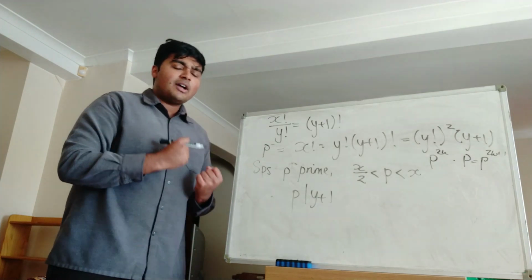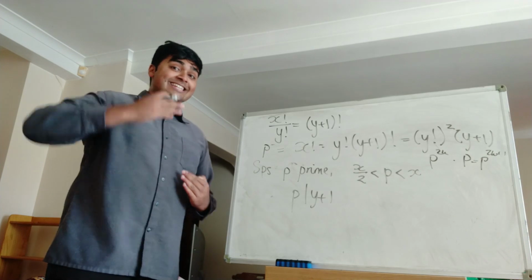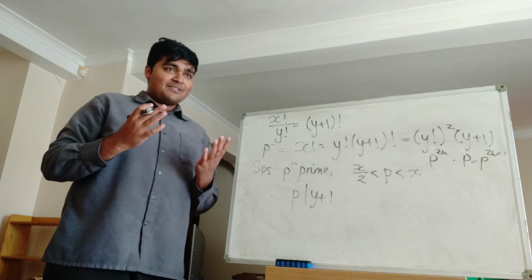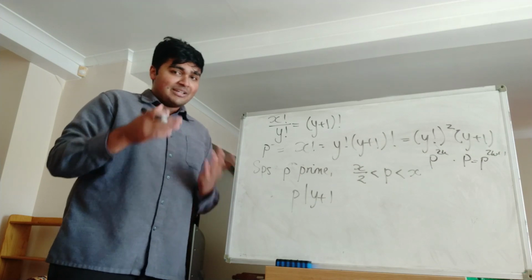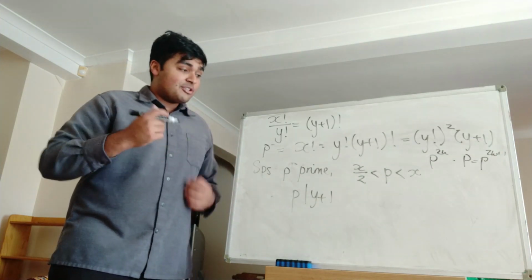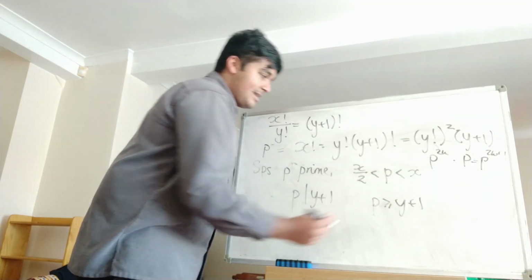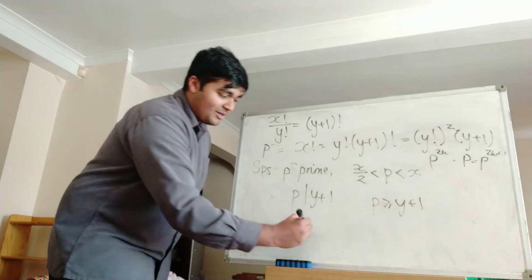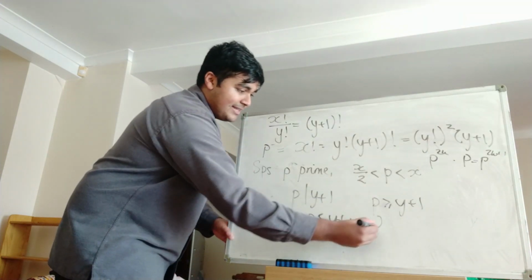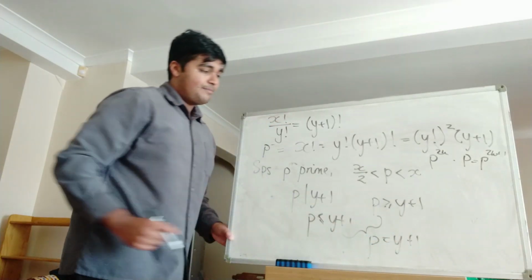But if p can't divide y factorial, but p is a positive integer, that must mean that p is at least y plus 1. Because if p was a positive integer less than y plus 1, then it would be in the product y times y minus 1 times y minus 2 and so on. So that means that p is at least y plus 1. But because p must divide y plus 1, we have that p is less than or equal to y plus 1. And just combining these two pieces of information, we have that p equals y plus 1.